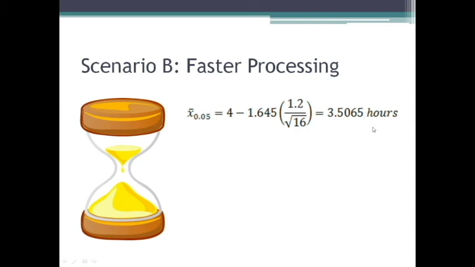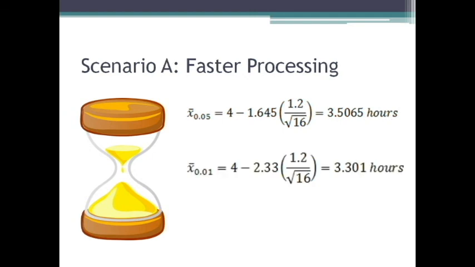And if you decrease alpha to 0.01, you should get, that's right, a lower number for your critical sample mean, because now you're subtracting off more. Now, you have a higher standard, 99% confidence. In order to claim statistical significance, you're going to have to do even better. 3.3 hours rather than 3.5. Or at 99.9%, just over 3 hours rather than 3.5.